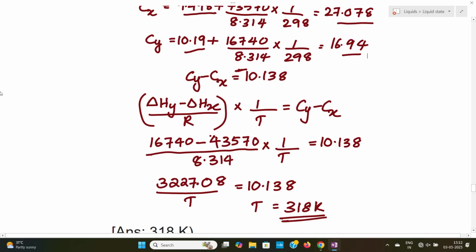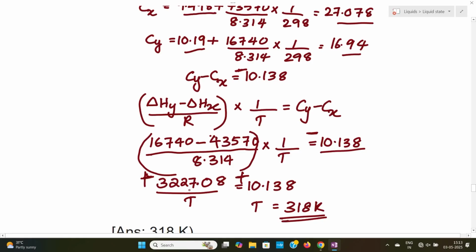Here we have a delta Hy, that is 16,740 minus 43,570 divided by 8.314 into 1 by T. Here we have the value 10.138. This is minus, here also we'll get one minus value and both the minus will get cancelled and we'll get positive value. Here when we subtract this, we will get minus of 33,227.08.